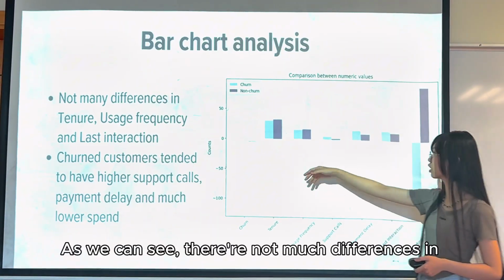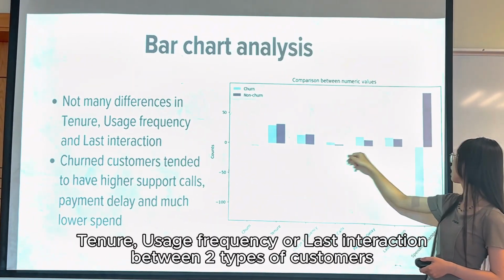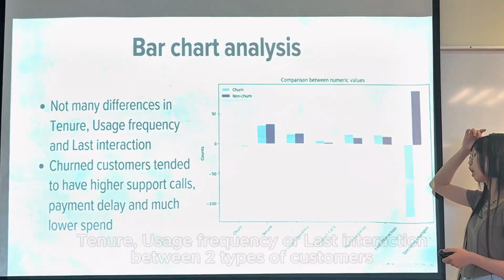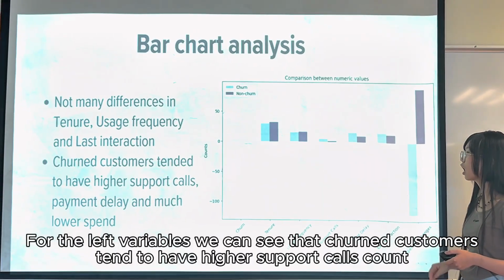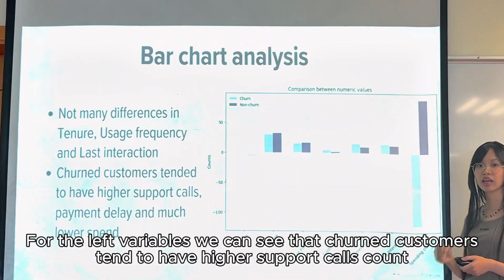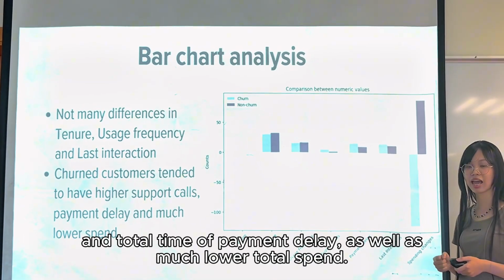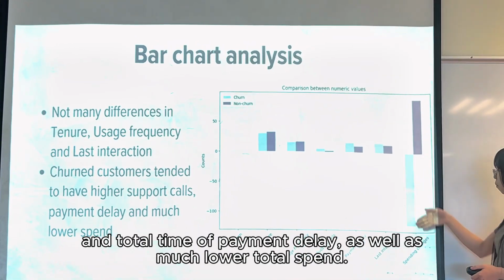As we can see, there's not much difference in tenure, user frequency, or last interaction between the two types of customers. For the remaining variables, we can see that churn customers tend to have a higher support calls count and total time of payment delay, as well as much lower spend.